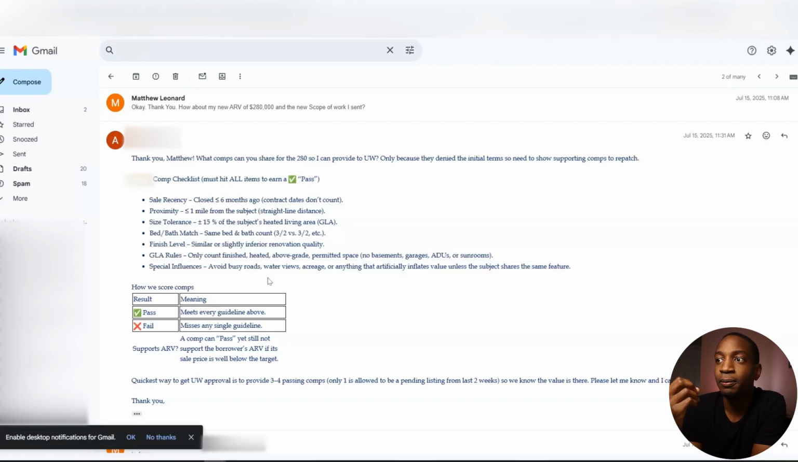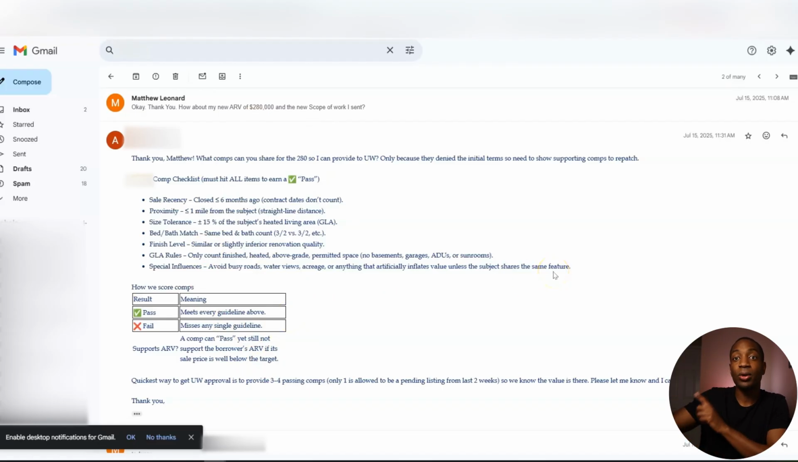They're not looking at other aspects of the property, so to say. Special influences: avoid busy roads, water views. So if there's a nice water view, maybe that will increase your chance. Maybe they'll lend more to that type of property. Yeah, I just wanted to show you all that before we dive into a property.